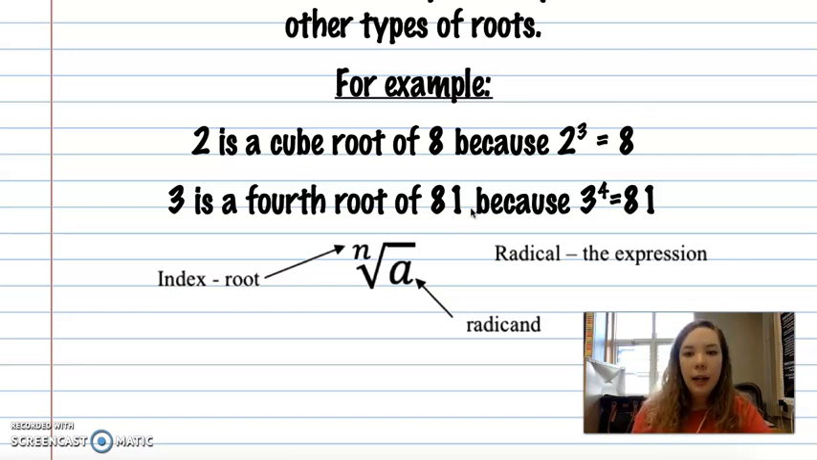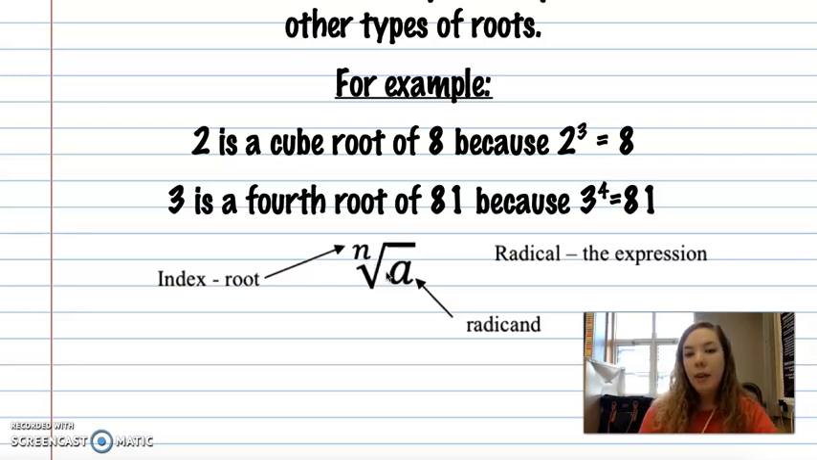So here, just so that we are clear about our vocabulary, the index or the root, those are kind of interchangeable terms, or whatever you're taking your root by. So a fourth root, there'd be a 4 here. A cube root, there'd be a 3 here. If it's a square root, since that's the most common, they can write a 2, but often they'll leave it blank.